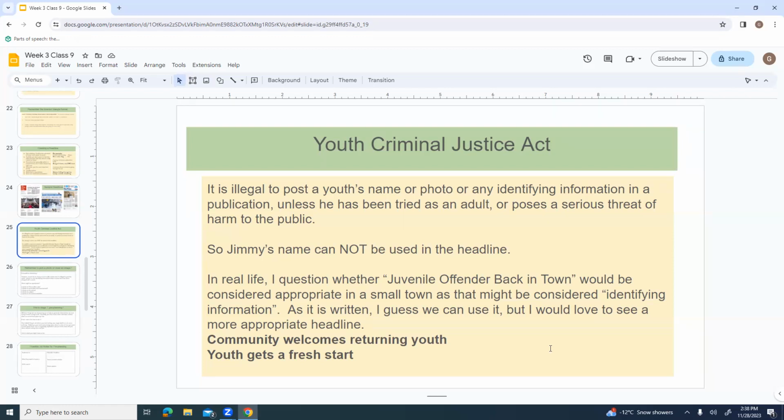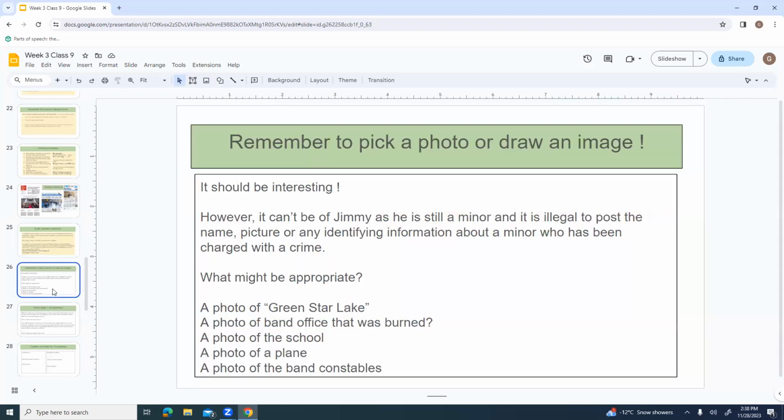So you can't use Jimmy's name in the headline, and really you should not use his name in the article, okay? In real life, I kind of question whether "juvenile offender back in town" would be considered appropriate, because in a small town, that might be considered identifying information, right? So it's already written there. This is something I'm kind of teaching from that someone else wrote. I guess we can use it, but I would really love to see a more appropriate headline, like "Community welcomes returning youth" or "Youth gets a fresh start." I think it's a little more positive, right? This is still a kid. We're still hoping that they're going to be able to turn things around.